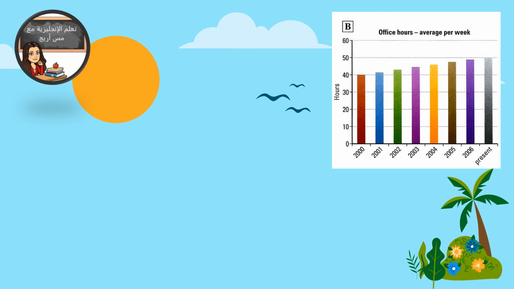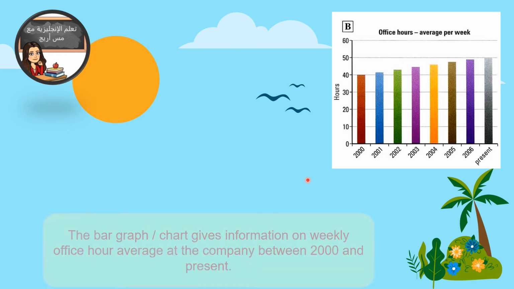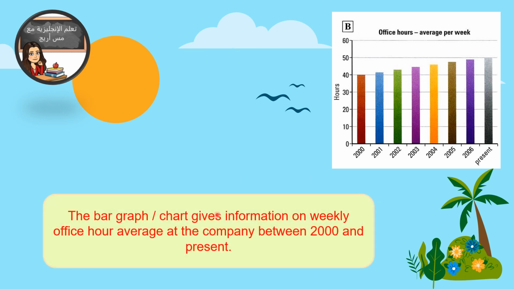Now, another shape here, as you can see, this is a bar chart or a bar graph. You can see office hours, the average per week, and these are the hours. And here we have years between 2000 up to present. So how would I describe this? I want to state the purpose in general. At the very beginning of my writing, I should say the following. I can say the bar graph or the bar chart gives information on weekly office hour average at the company between 2000 and present. So this is one way to state the purpose of this chart here.